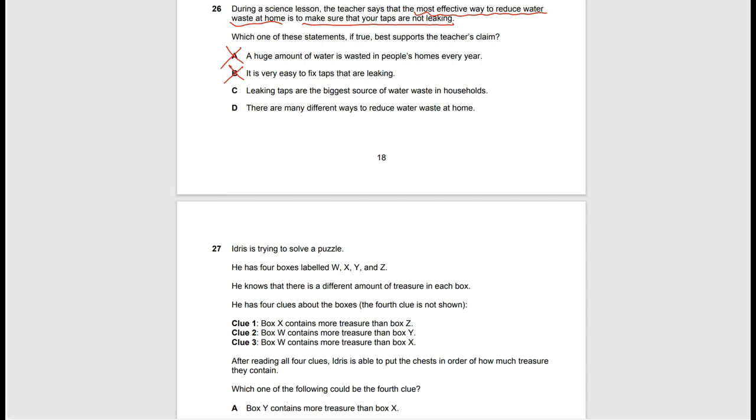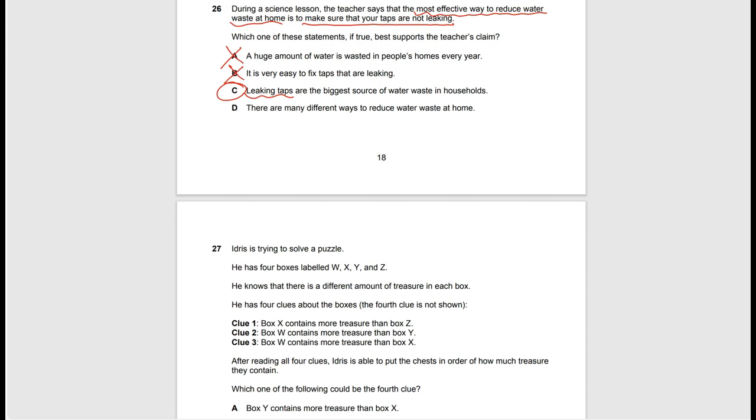Let's look at C. Leaking taps are the biggest source of water waste in households. Now this supports this teacher's claim that the most effective way to reduce water waste is to fix the taps. She's not saying to get rid of the swimming pools or to get rid of the dishwasher or to stop using water in our gardens. This teacher was saying that the most effective way is to make sure we check our taps. So leaking taps are the biggest source that would support?